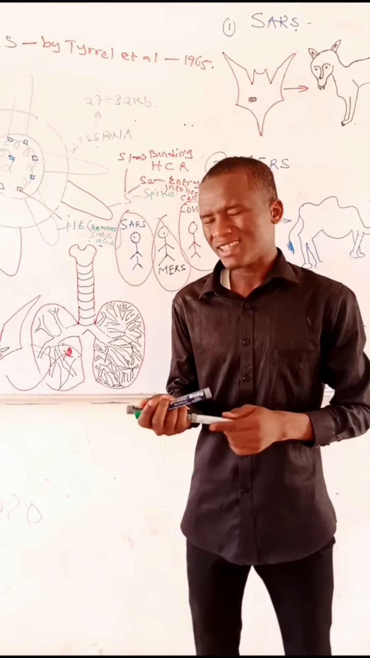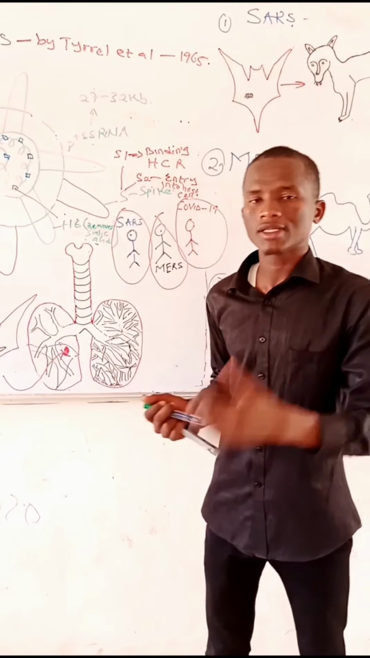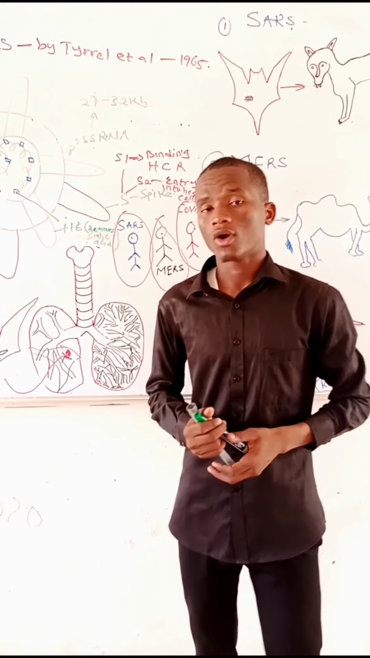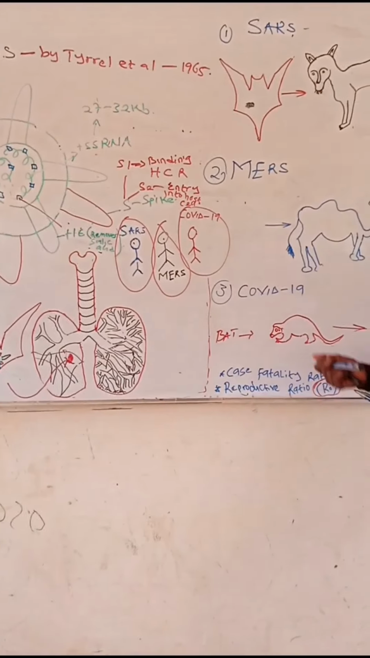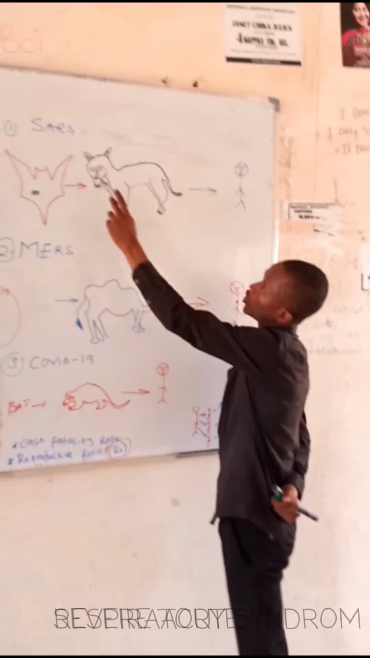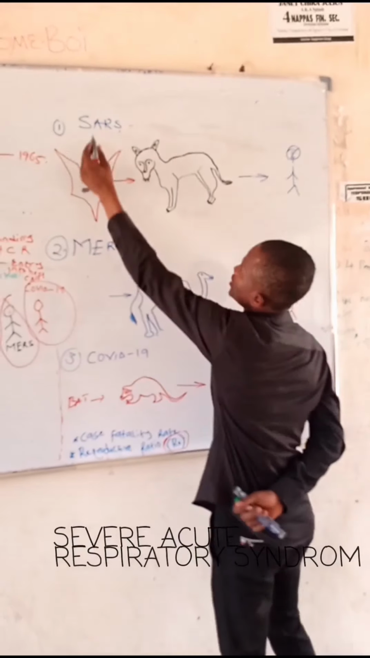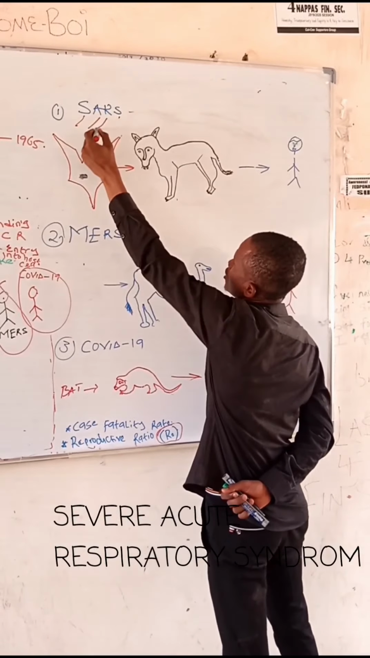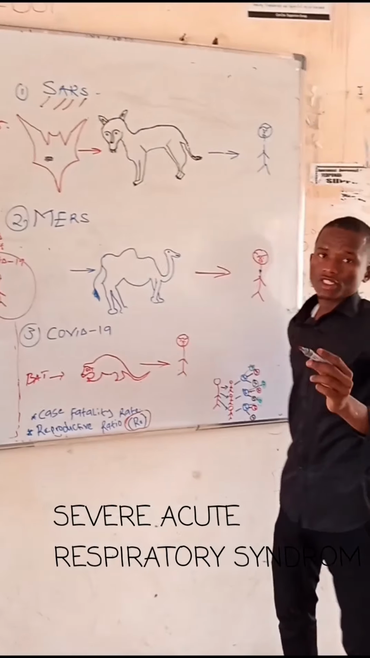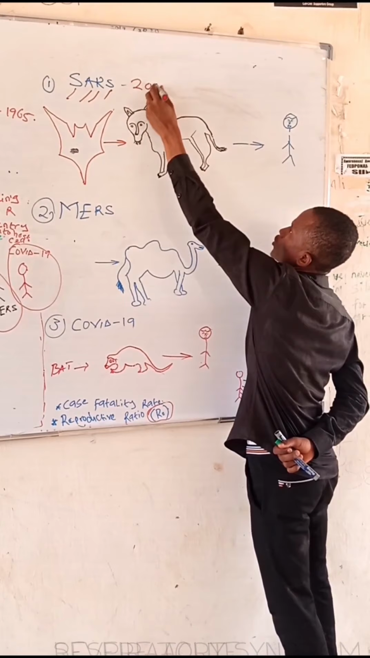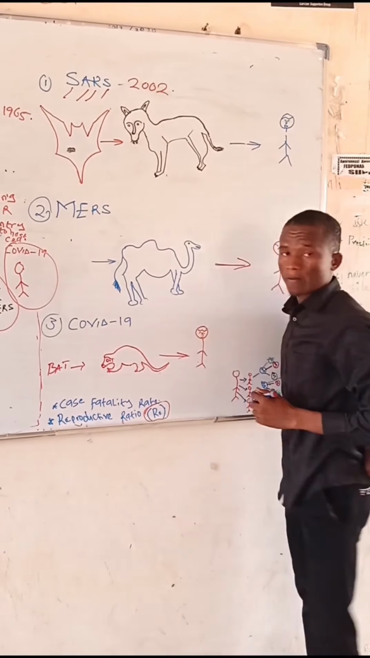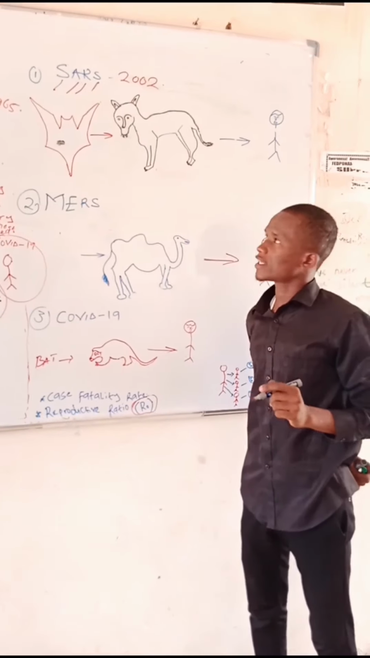So let's see a little about the history, a little about how those outbreaks came. As I told you, the first coronavirus outbreak was SARS. SARS means severe acute respiratory syndrome. This outbreak occurred in 2002. So let's see how it got started.